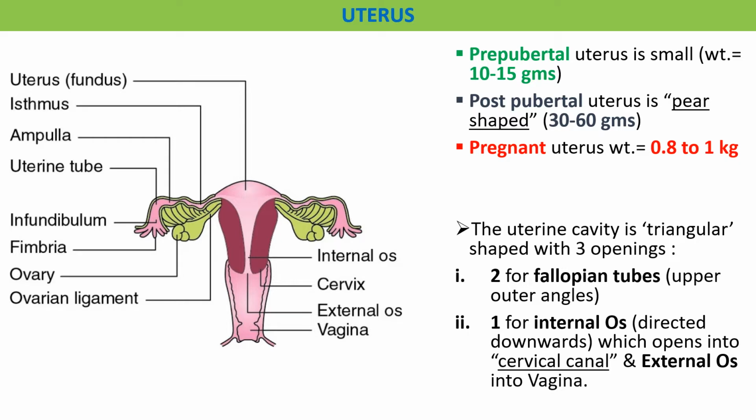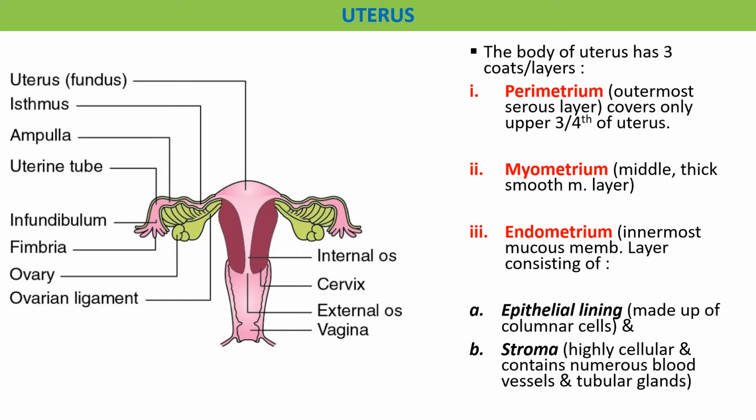The uterine cavity is triangular in shape and has three openings. Two openings sideways for the fallopian tubes and one opening downwards for the internal os. The internal os opens into the cervical canal and external os.